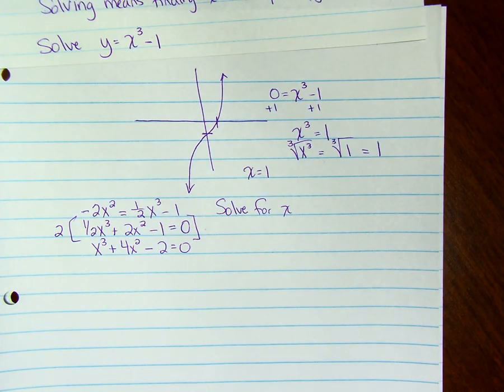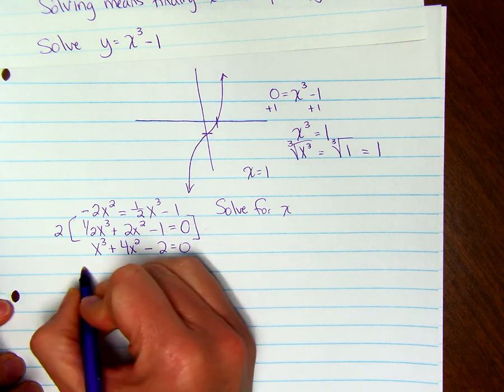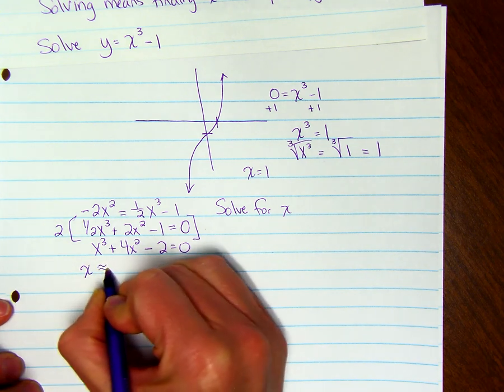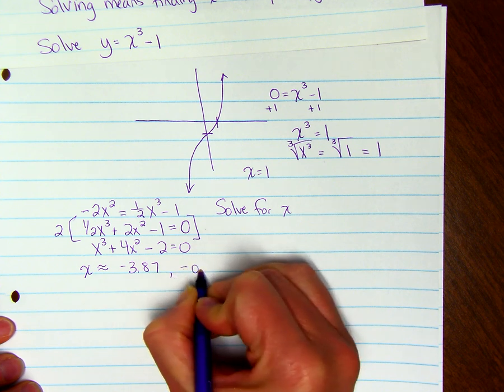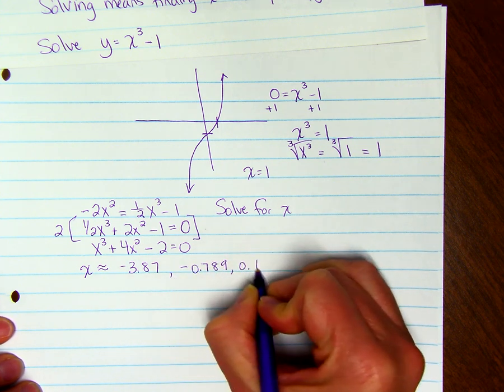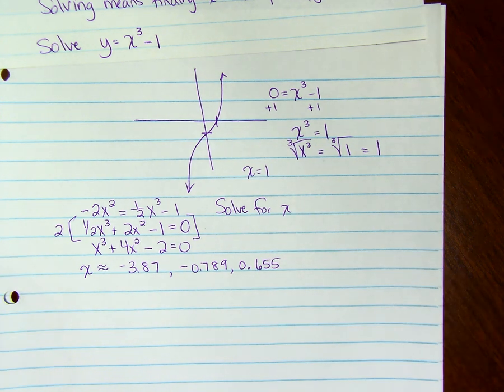And when I plug it into my graphing calculator, I get 3 zeros. So x is approximately negative 3.87, negative 0.789, and a positive 0.655. And that's the end of the lesson.